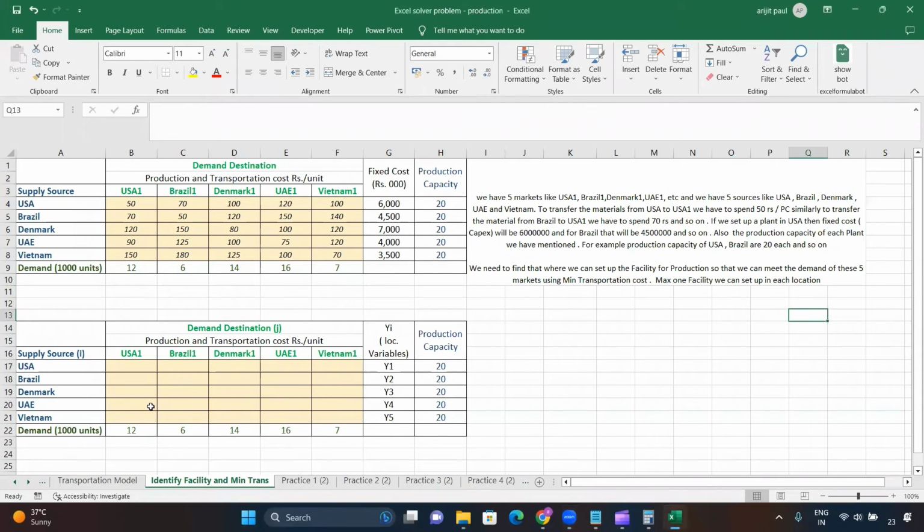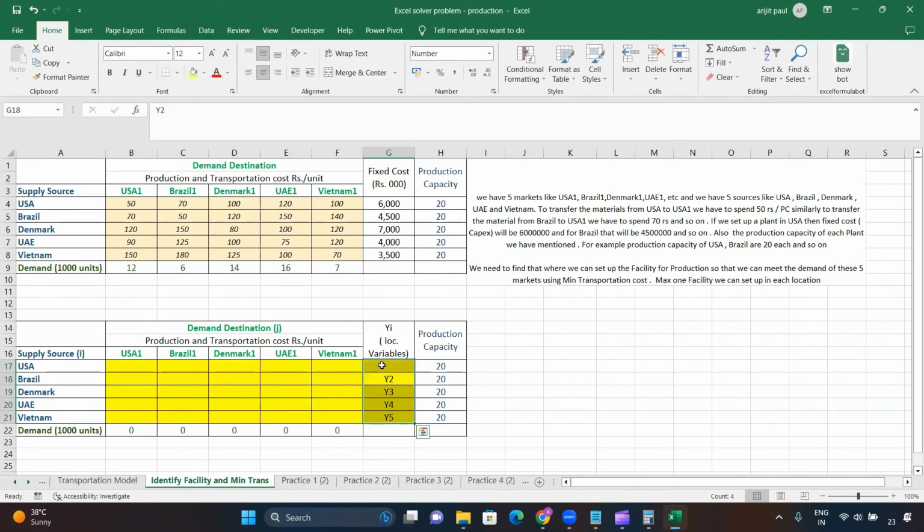So whatever mathematical model we have built, for demand, obviously we can mention this one. That will be a summation. This is the summation of the quantity that we are going to transfer from all of these sources to the USA market. So that becomes our demand. And this becomes our decision variables.